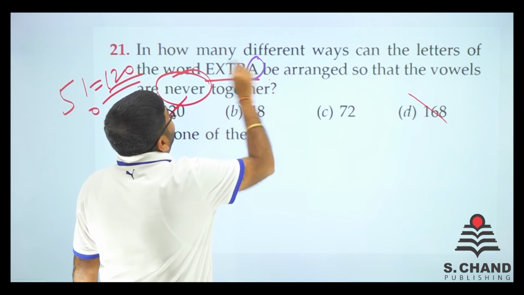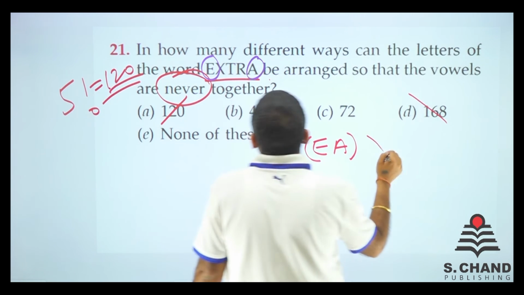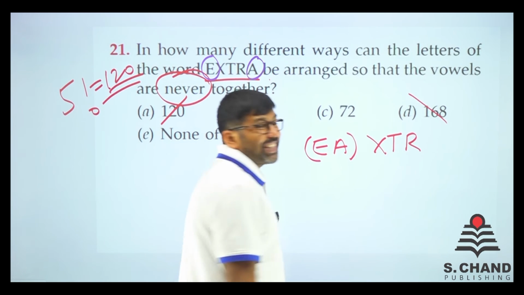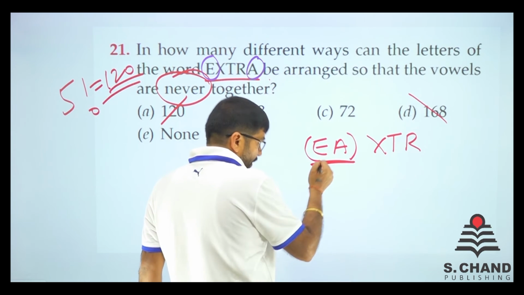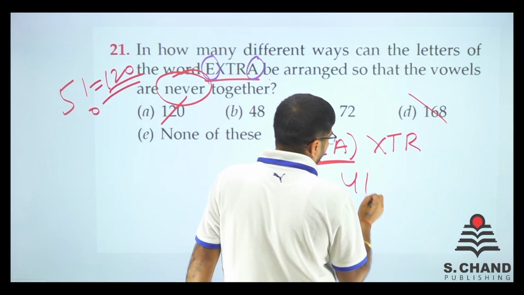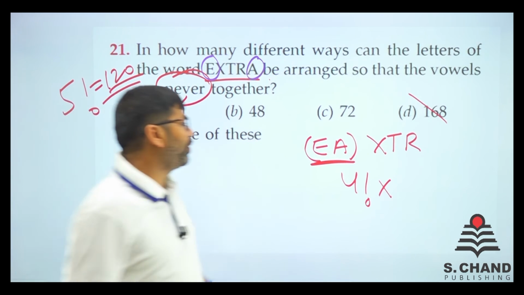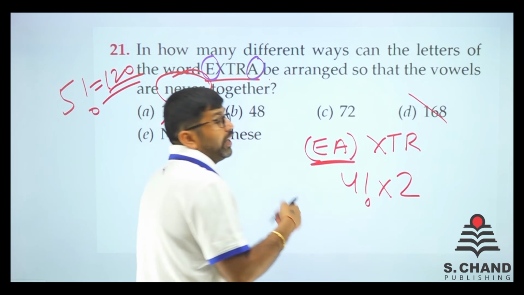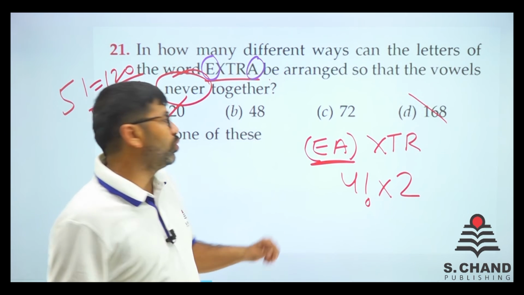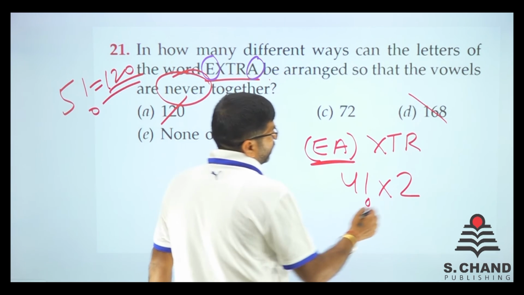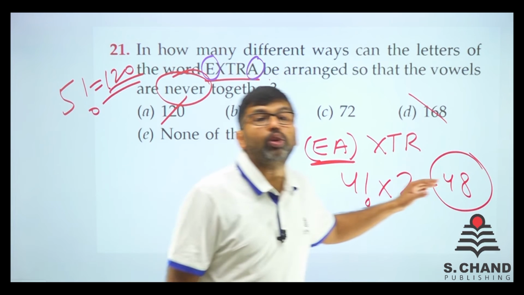If we put these two together, so E and A together, and the remaining X, T, R. So XTR has 3, plus 1 for the EA block, there are 4 arrangements. So 4 factorial, into these two can be arranged in 2 different ways, so into 2. So 4 into 3 into 2 into 2. 4, 3 is 12, 12 into 2 is 24, 24 into 2 is 48. So 48 is the number of ways you can put them together.